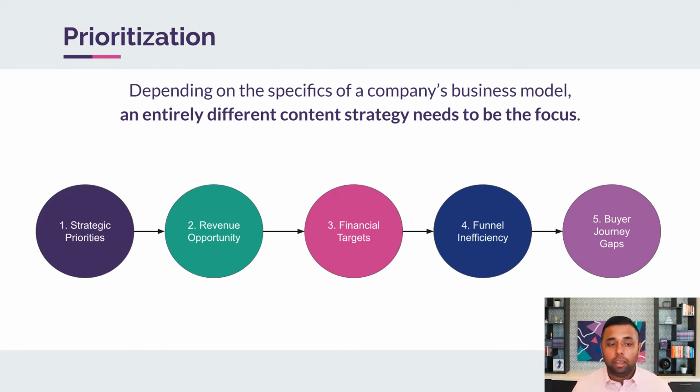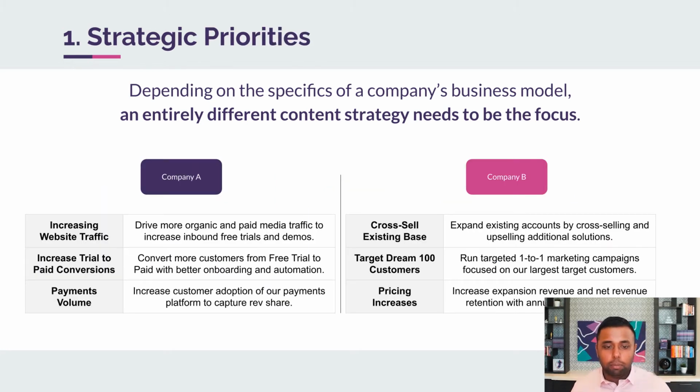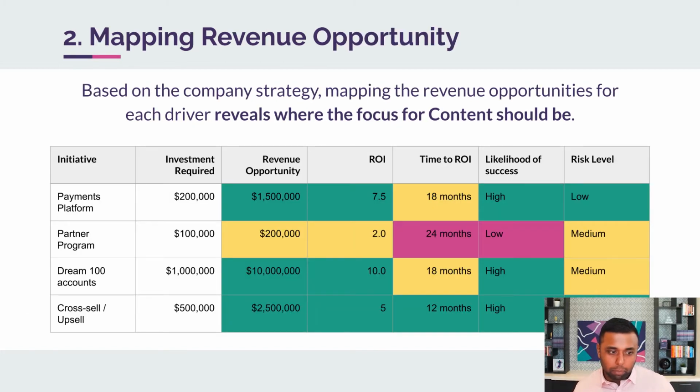Next, we want to map the revenue opportunity that's available to us. So let's take some of the items on the last slide and try to build out a basic data model just to understand how we evaluate these opportunities. So let's say we're talking about a payments platform. We might say, hey, we need $200,000 to capture the value that's available here. The revenue opportunity here is about $1.5 million if we have adoption from our existing base of customers. So there's about a 7.5x ROI if we put in this 200K. And then in terms of recovering this, it might take us 18 months, but our likelihood of success is quite high and the risk level is low because these are existing customers, they're already using our product, and there's not a whole lot we need to do to get them over into our payments solution.